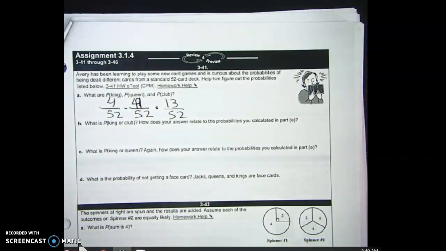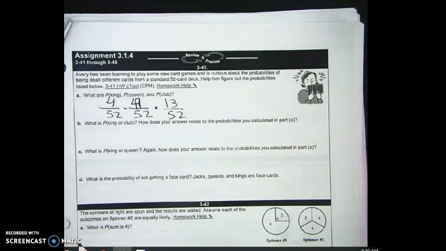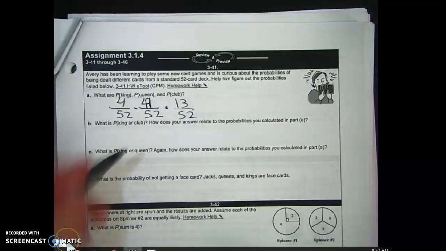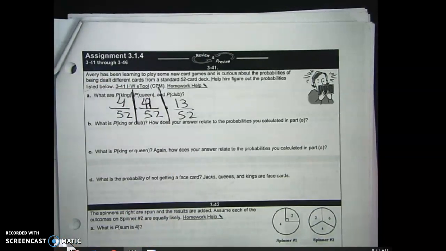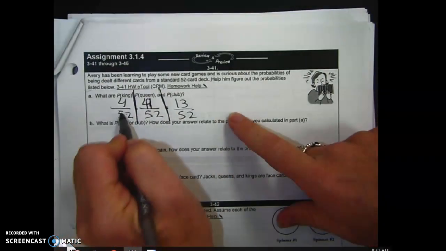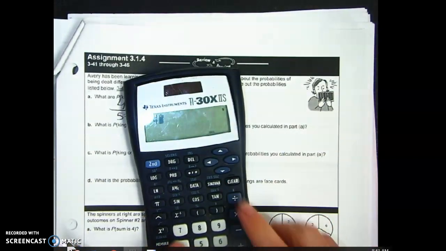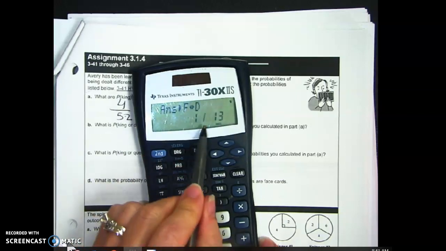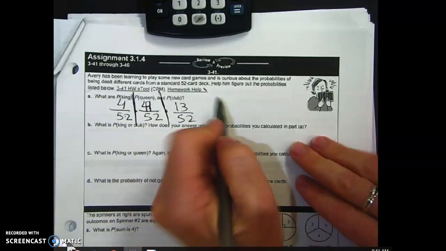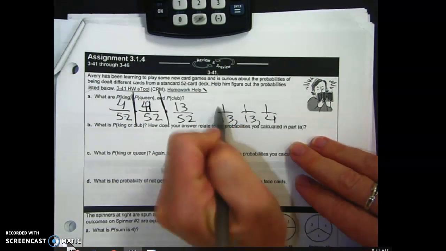And so let's see. Avery has been trained to play new cards. Help him figure out the probabilities listed below. So they just want to know those separately. So probability of king, probability of queen, probability of club. But I need you to do me a favor and simplify. And if you're not good at simplifying, what you can do is go 4 divided by 52, and then go second PRB, and it simplifies the fraction for you. So 1 out of 13, 1 out of 13, and 1 out of 4.